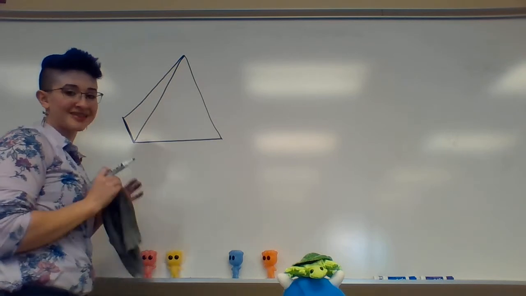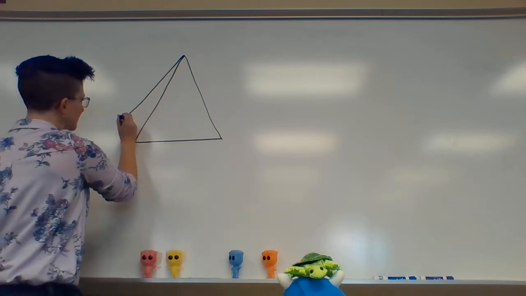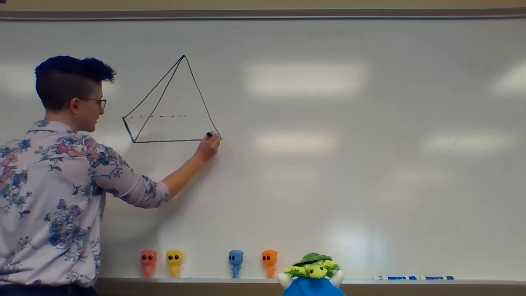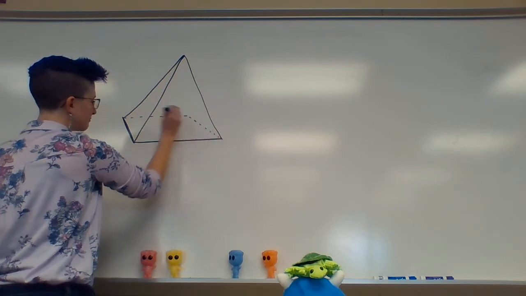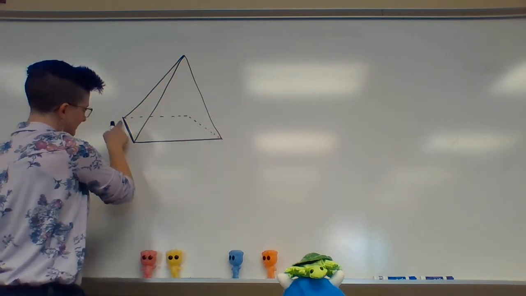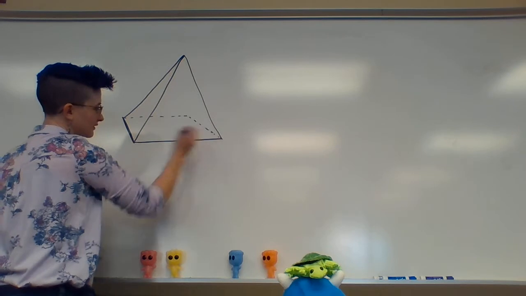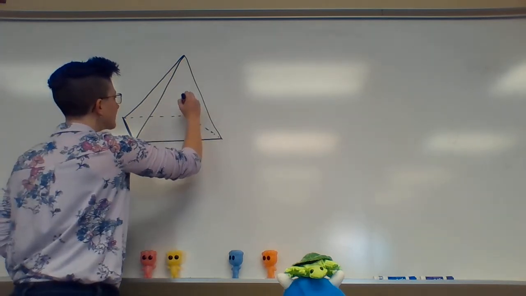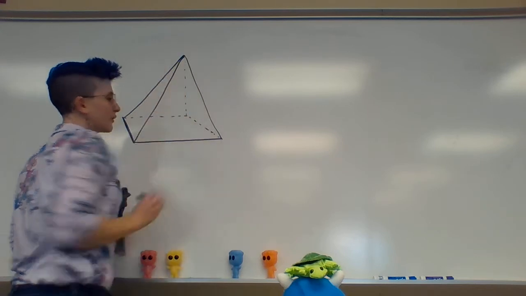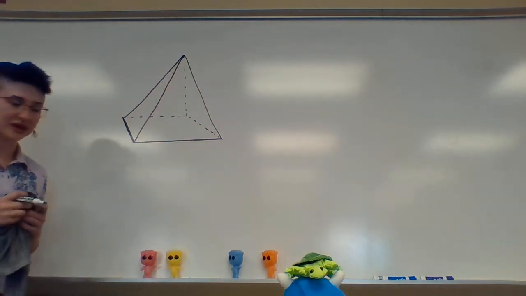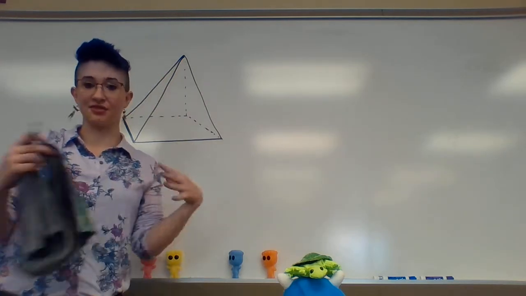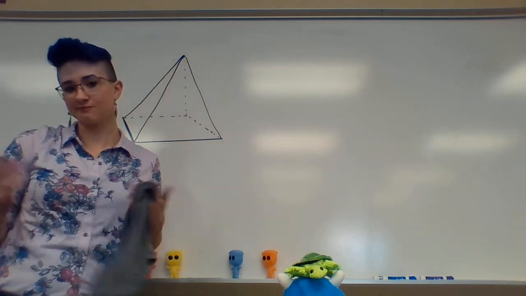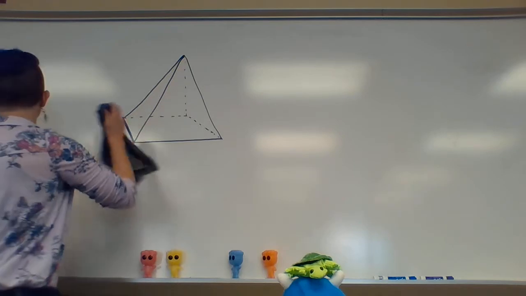If you want to create the 3D effect, you're going to put dashed lines in here. Make sure that this is angled the same as this. Those dashed lines are behind the shape and they create that 3D prism look to it. So that's a pyramid.